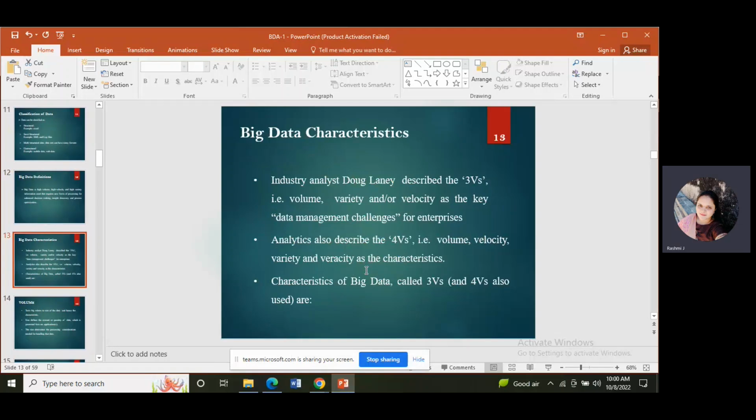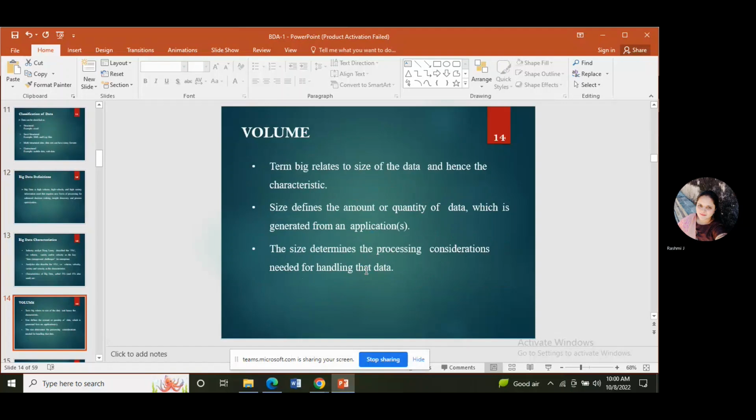Volume, velocity, and variety. And here analytics also describes the 4 V's. First we will learn about the volume. What is meant by volume? Volume means it is considered as size.